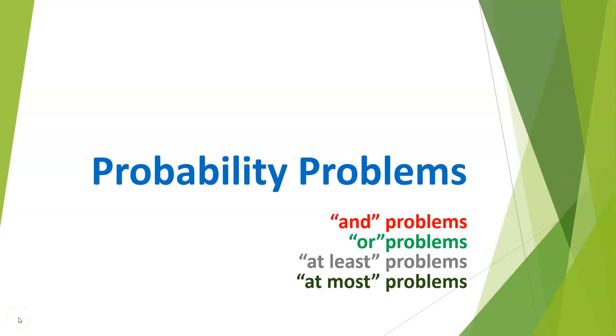Hi everybody. In this video we're going to be looking at more complex probability problems. In particular, we're going to be looking at AND problems, OR problems, at least problems, and at most problems. We're going to be looking at 4 different problems here in this video, and each one is an example of one of these problems.